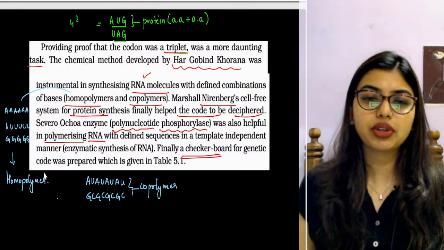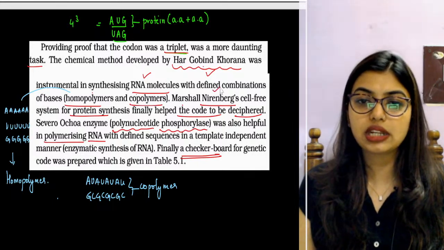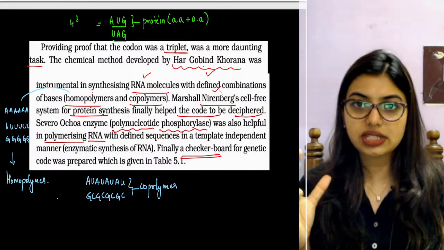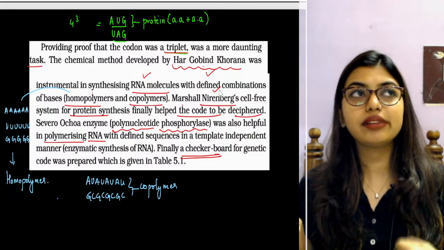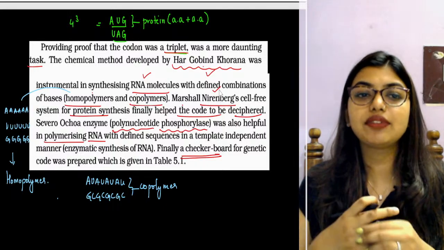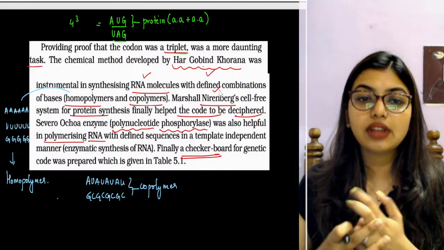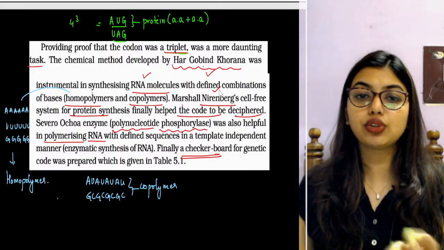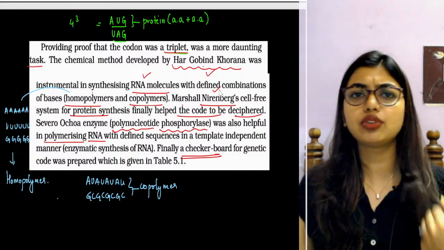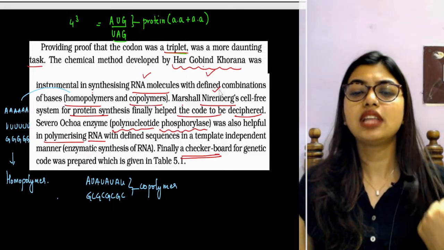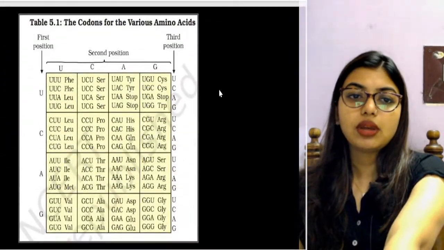So students, what you have to remember is what Khorana did: he did homopolymers and copolymers. Nirenberg came up with a cell-free protein synthesis system, where you do not need the whole cell, which finally helped in the codons. Then an enzyme, polynucleotide phosphorylase, was helpful for polymerizing the RNA molecule. You do not have to know the details, just remember these 3 scientists' names. Anywhere you see the name, you should be in a position to answer. Now, ma'am, what is the genetic code?